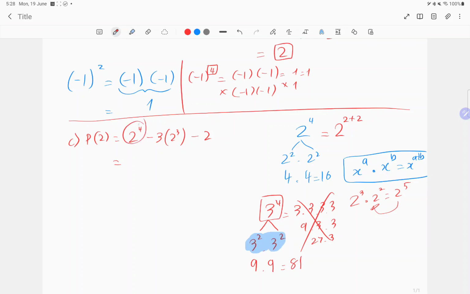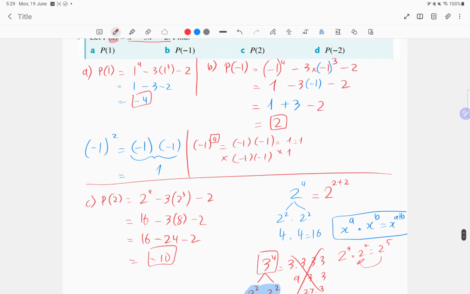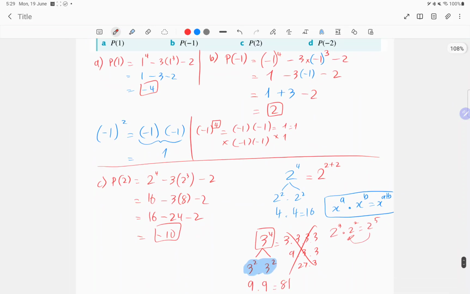So in this case, 2 power 4 is 2 squared times 2 squared, which is 4 by 4, which is 16. And 2 cubed, a cube of something is something that you basically should remember. 2 cubed is 8. So that's 3 by 8 minus 2. If you take more lines to do this, that's fine. Just make sure you get the answer right. That's actually more important. So 24 minus 2 is 22, no, 16 minus 26 is negative 10. I'd rather you write more lines and get it right than write fewer lines and get it wrong.